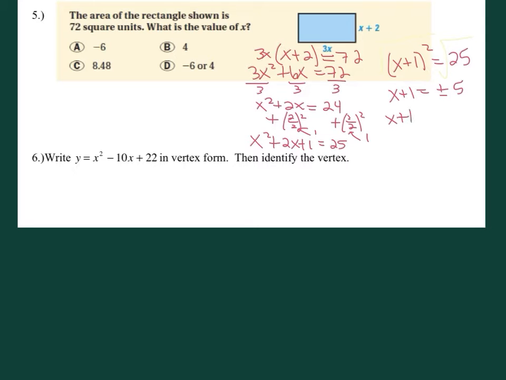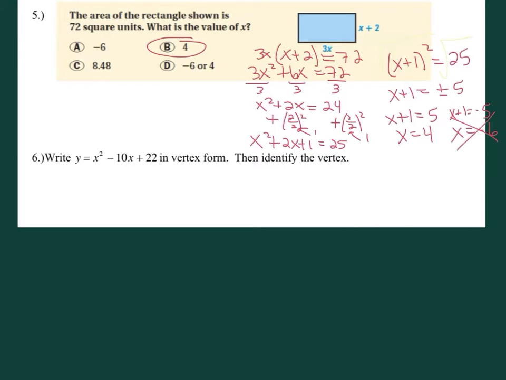So we have two equations to solve. x plus 1 equals 5. x plus 1 equals negative 5. So x could equal 4 or negative 6, but because we're talking about the length of a rectangle, the negative 6 just doesn't make any sense. So the value of x is 4. If we made x the negative 6, letter D is enticing, but if we plug in negative 6, 3 times negative 6 is negative 18, so your length would be negative 18, your width or your height would be negative 4. It just doesn't make any sense for the dimensions of the rectangle.